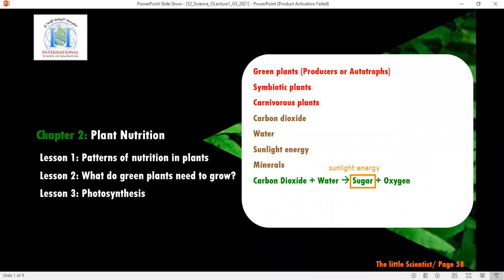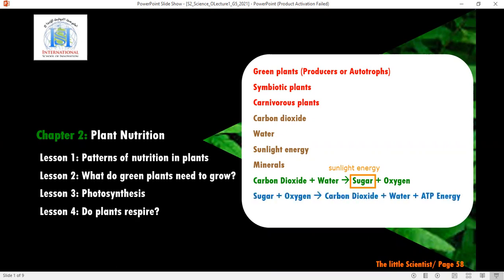Now, this sugar produced will help the plant to make the needed energy, which is the ATP energy. Plants breathe, they take in oxygen, they combine oxygen with sugar to produce the needed ATP energy, this precious ATP energy that will help the plant grow. By this process, plants release carbon dioxide and water. Respiration and photosynthesis are parts of the carbon cycle that keeps the amount of carbon balanced in nature.